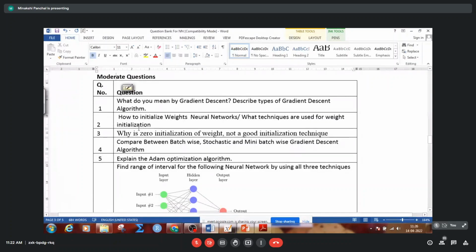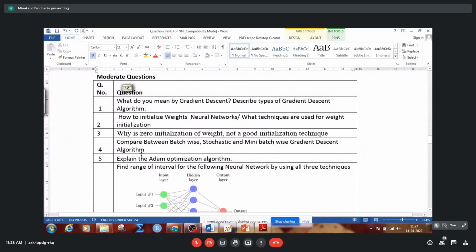Next: why is zero initialization of weights not a good initialization technique? Why is it not good? Actually, when you give a weight of 0, then there is no updation at all. Every time we expect that the weights should be updated, but when we initialize the weights to 0, the weights will not be updated. So proper answers are given in the notes also.